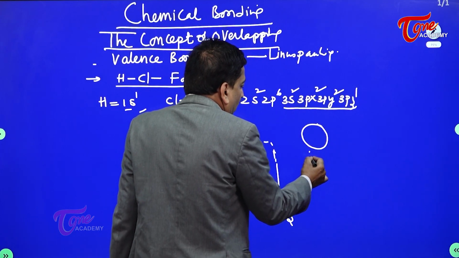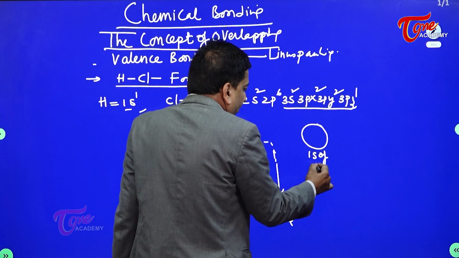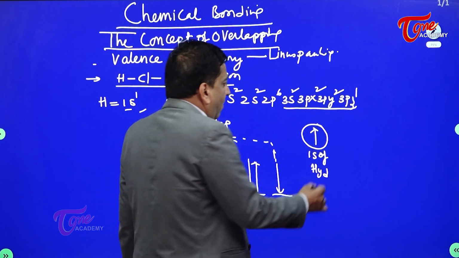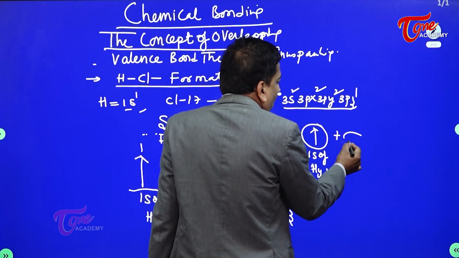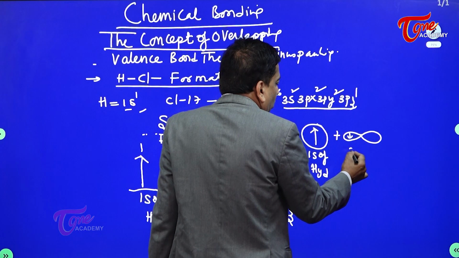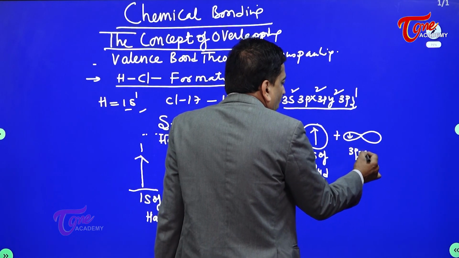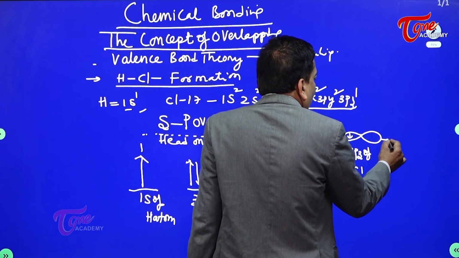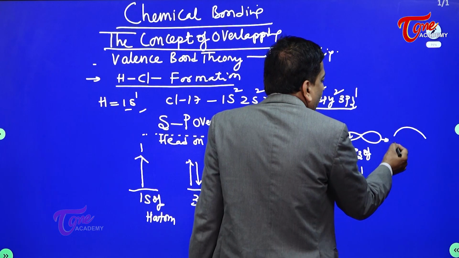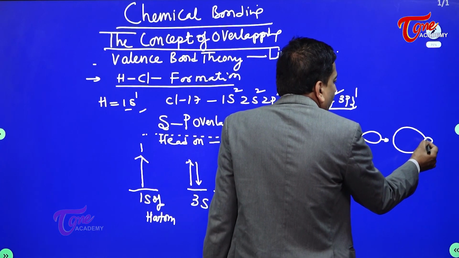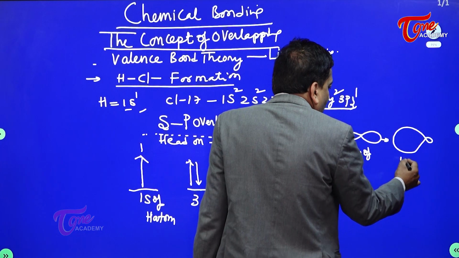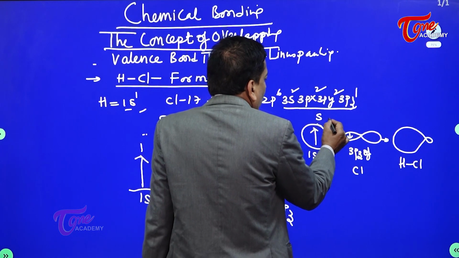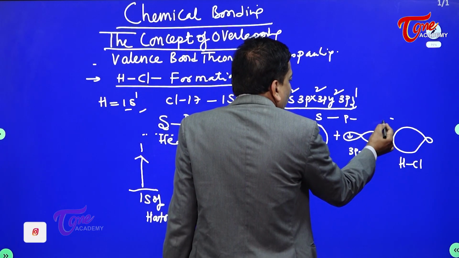This is the 1s of hydrogen with a clockwise spin, and then you have the 3pz, which is dumbbell with an anti-clockwise spin. This is 3pz of the chlorine atom. When they overlap, you can see the swelling at the point of overlapping. This is how it looks, the HCl molecule. Since this is s and this is p, it is head-on overlap resulting in sigma.